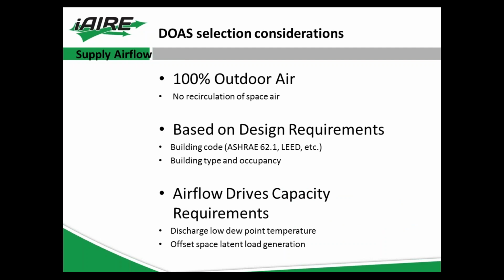So picking the supply airflow, it's going to be based on a couple things. Obviously, building code, building type, and occupancy will be important. And then that airflow that you choose is going to drive the capacity requirements. So how low of a dew point temperature do you need to provide? And then also, how much do you need to offset the space latent load? How much latent load is generated within your space? And on the same note, how much do you need to offset the sensible load if it is possible for that design?